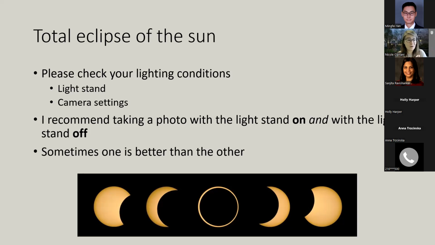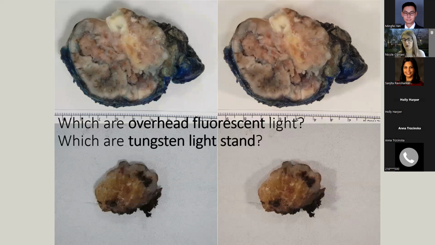What I recommend our residents do is take one photo with our tungsten light stand on and one photo with the tungsten light stand off, so that it's mostly the fluorescent bulbs. And in different cases, one is better than the other, and I'll show you examples of why. So in this example on the left and on the right, which is more warm and which is more cool? Therefore, which is fluorescent and which do you think is the tungsten?